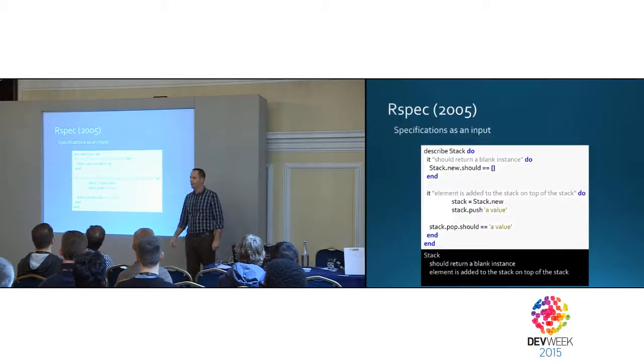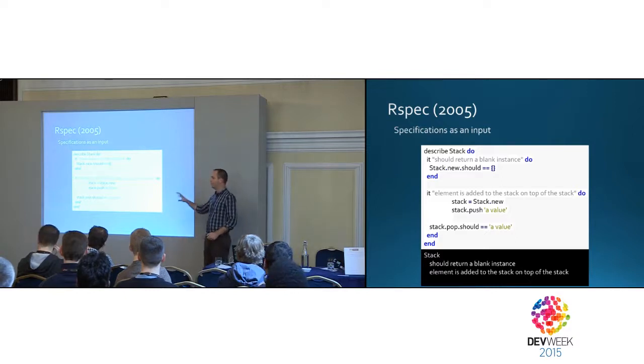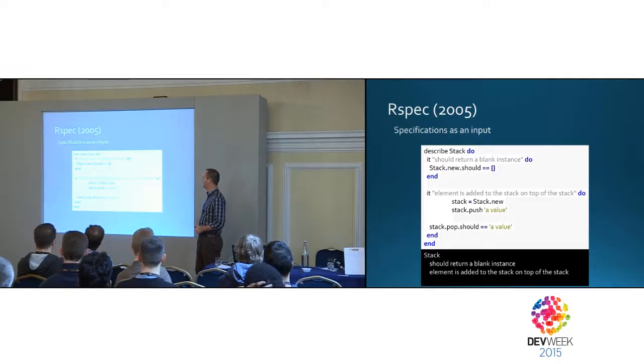There's another form of BDD that we can see with RSpec. The RSpec Ruby guys don't really like the fact that we have two files to maintain. Not nice. Make a change in one, you need to make a change in another. It can be a big hassle. So instead, they're taking the ideas of BDD and putting them completely in code. For those of you who don't read Ruby, that's OK. It's very similar. I describe what stack does. It should return a blank instance. And a new stack should be empty. OK? The same element added to the stack: the new stack, I'll push a value. Then pop should be that value.